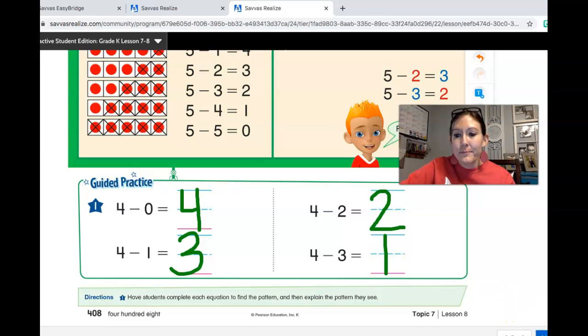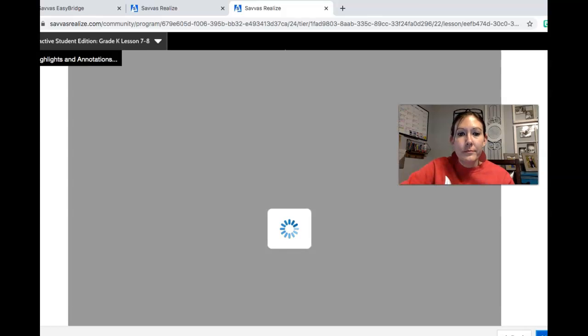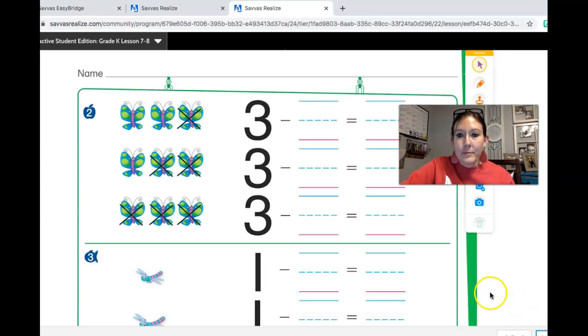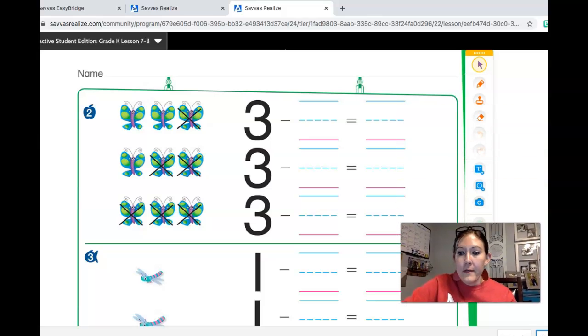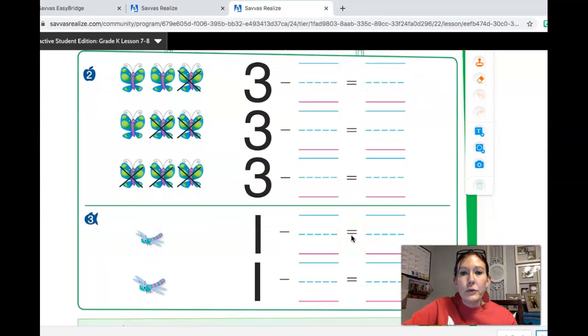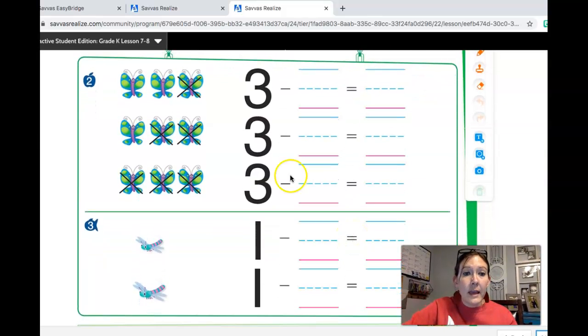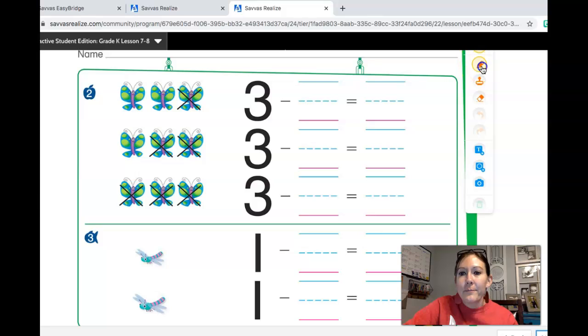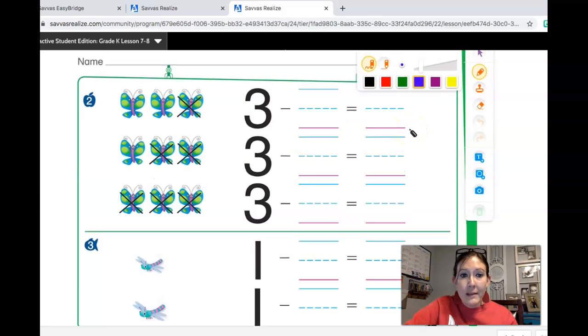Turn your page. All right, let's look at this. For number 2 apple, we are going to take a look at the picture of these butterflies and these equations that we will write to match the pictures. And we'll see if we can find some patterns together. Have your pencil or your crayon ready?